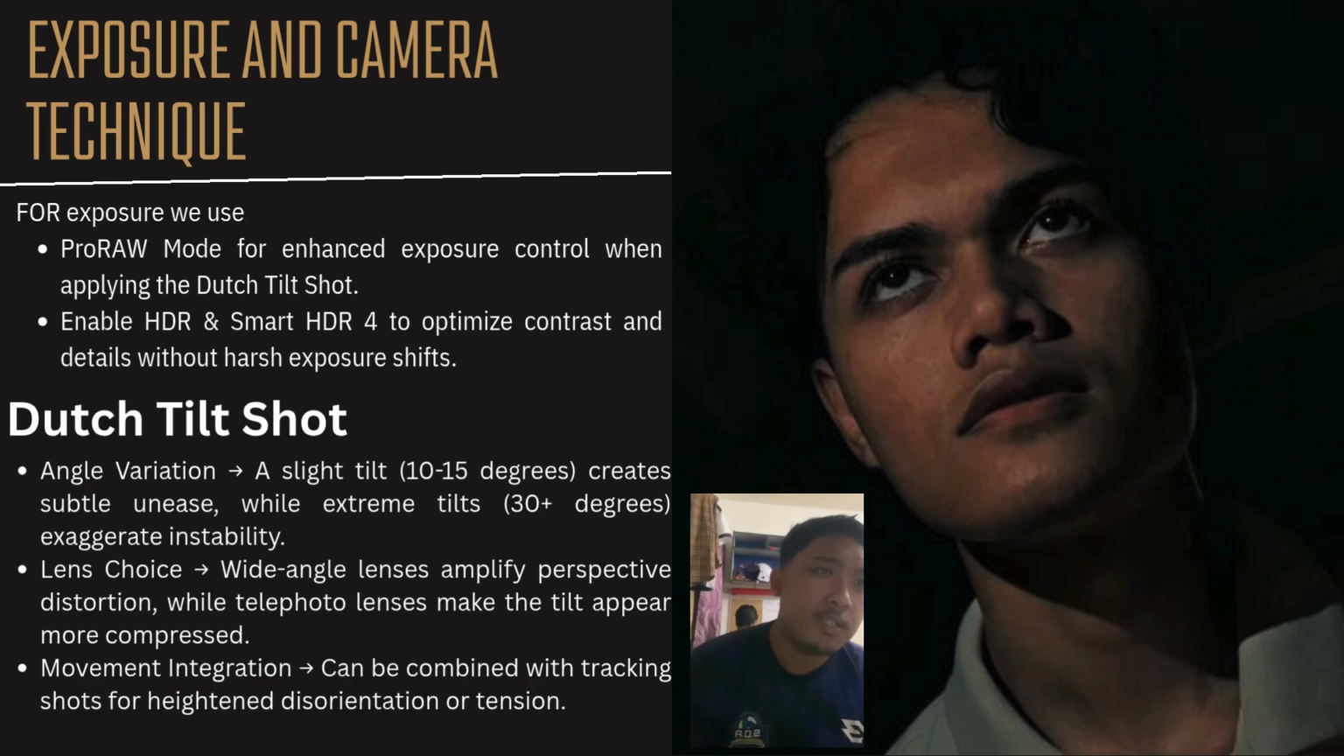such as an angle variation and a slight tilt from 10 to 15 degrees to create a subtle unease, while for an extreme tilt we use 30 plus degrees. And for the lens, we use a wide-angle lens, and we use movement integration, combining it with a tracking shot for disorientation or tension.